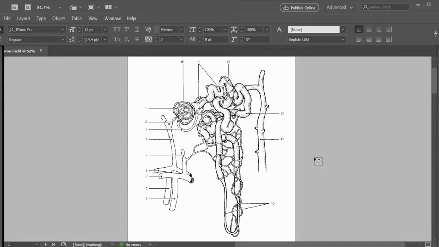This video walkthrough is to help you with the labeling of the diagram for the nephron, which is on page 296 in your notebook. When we first look at the nephron, this diagram can seem a little overwhelming and very confusing. There's really two segments to it that we need to consider.